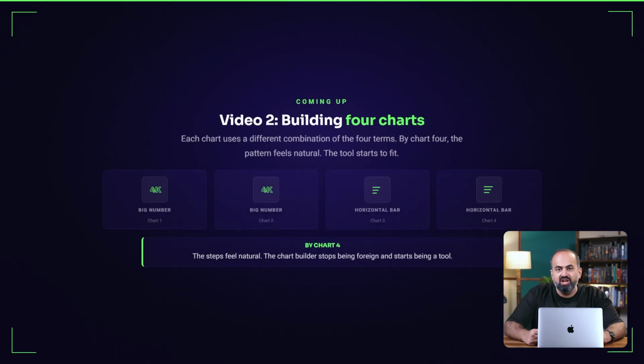In the next video, we open the platform and build 4 charts, each one using a different combination of the terms we just covered. What is interesting is how fast the pattern becomes familiar. By the 4th chart, the steps will feel natural. The chart builder stops being foreign and starts being a tool. Open the platform. See you in the next video.